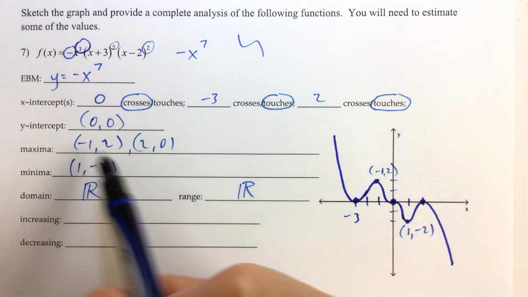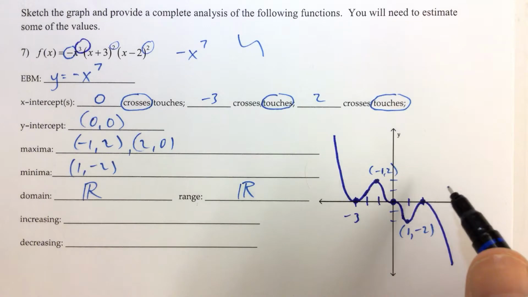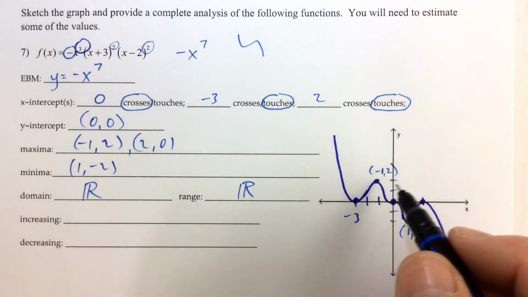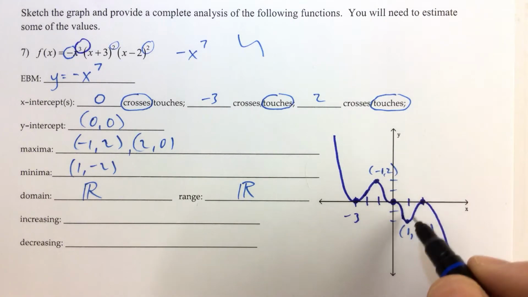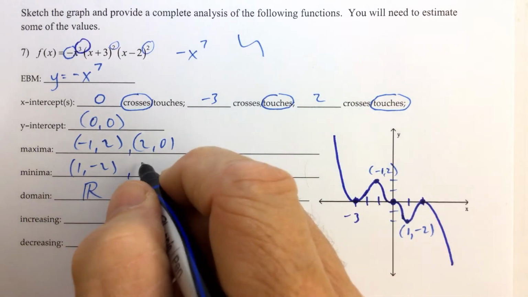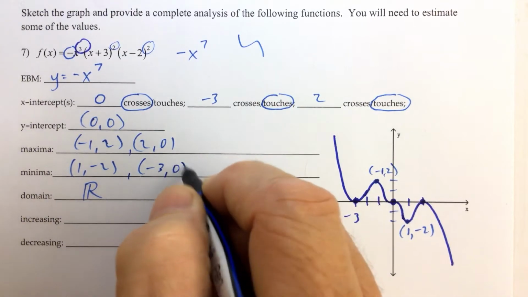It doesn't necessarily say we have to classify these, but we don't have any absolutes. We have local max, local min, and local min here at negative 3, 0 as well. Let's not forget that one.